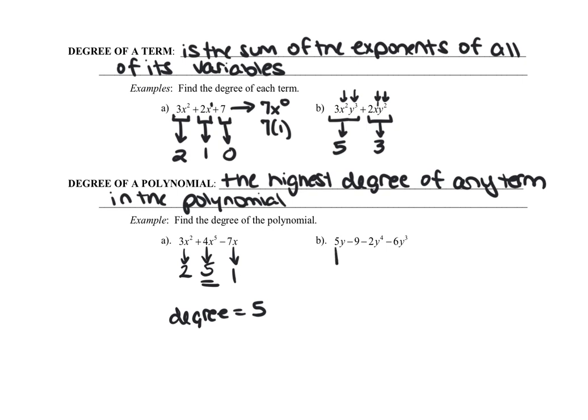And one last example here, y to the first means degree 1. This number here doesn't have a variable, so that's degree 0. This term here has an exponent of 4, degree 4, and the last one is degree 3. And so therefore, again, the highest number is 4, so the degree of the entire polynomial is degree 4.